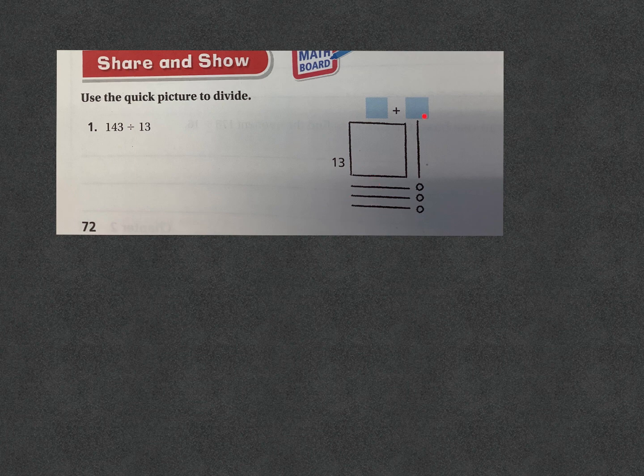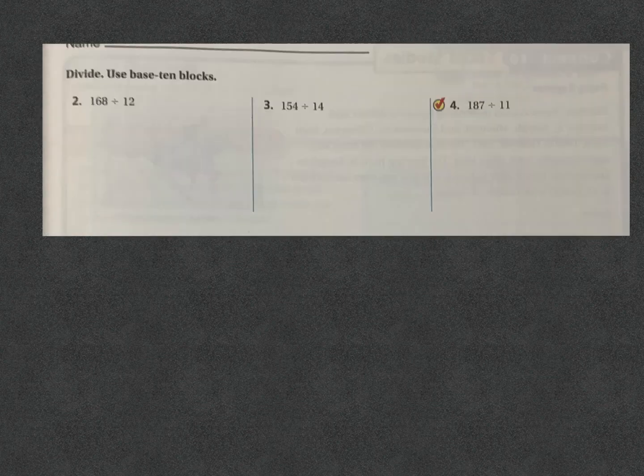Then we took the other rod to fill out the rectangle, 1, 2, 3. So this is 10 plus 1 is 11. So 143 divided by 13 is 11 because 13 times 11 is 143. And this will become easy with a little bit of practice. Let's go ahead and do the share and show, which means you can pause when you feel like you're ready to try it without me.